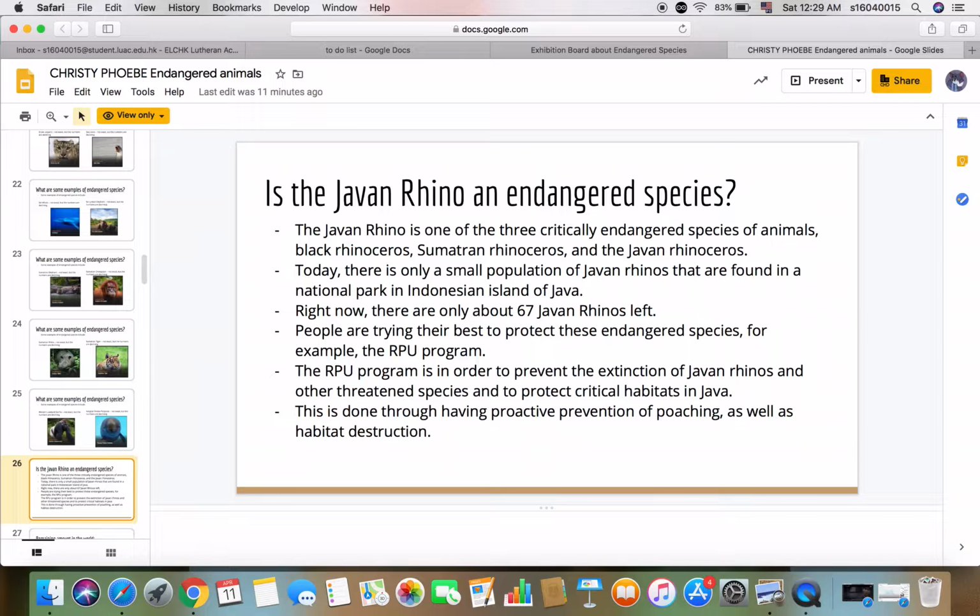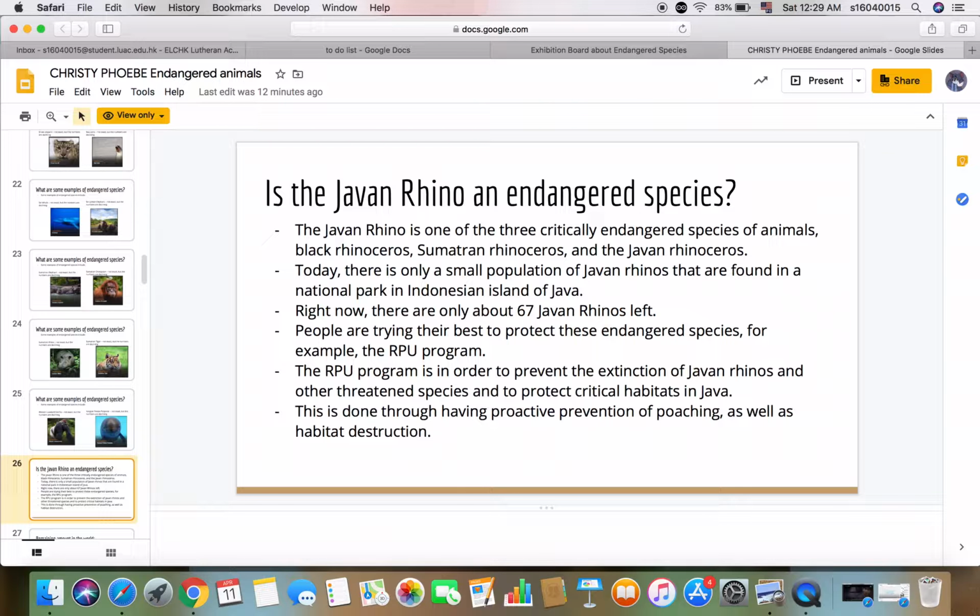So, is the Javan rhino an endangered species? And of course, yes, it is. The Javan rhino is one of the 3 critically endangered species of animals, including the black rhino, Sumatran rhino, and the Javan rhino. Today, there is only a small population of Javan rhinos that are found in a national park in Indonesia, on the island of Java. Right now, there are only 67 Javan rhinos left.